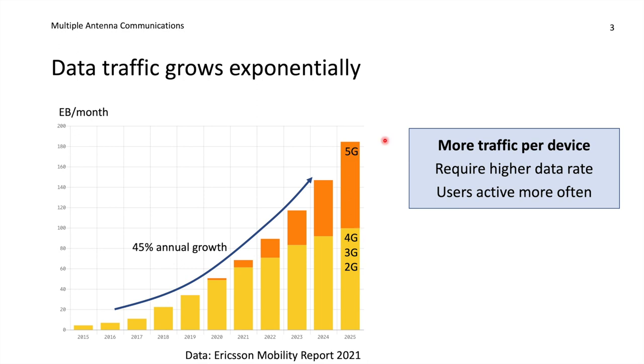One reason for this exponential growth in data traffic is that we use more devices, but the number of devices is growing much more slowly. So the main contributing factor is that the traffic per device is increasing. And to some extent, it is that our user applications are requiring higher data rates, such that we would like to stream video with higher and higher resolution. But more importantly, it is that the users are active more often in our systems.